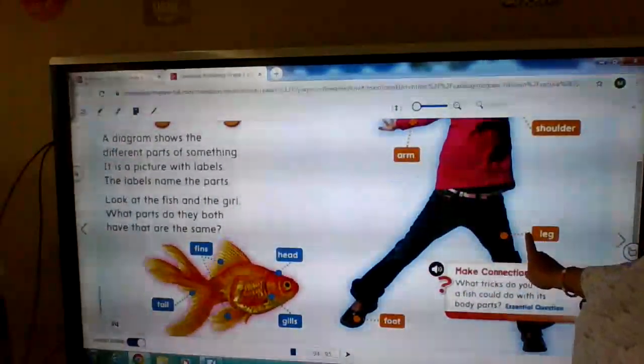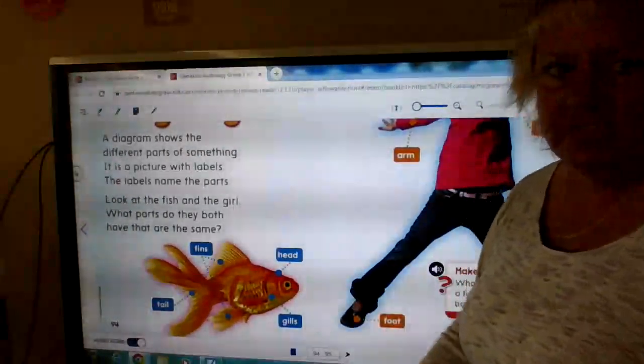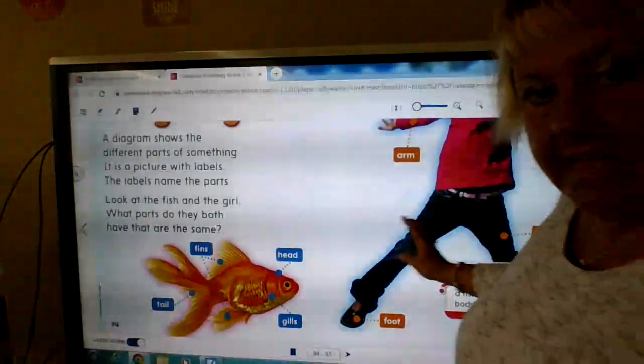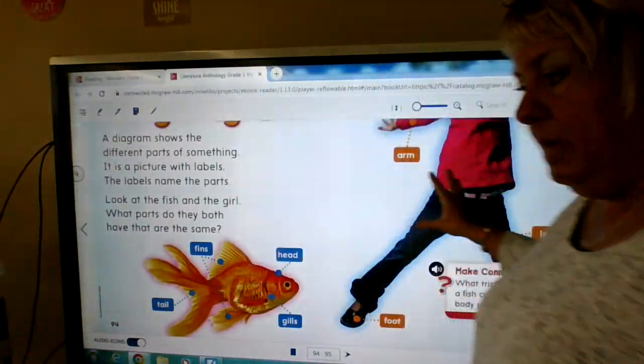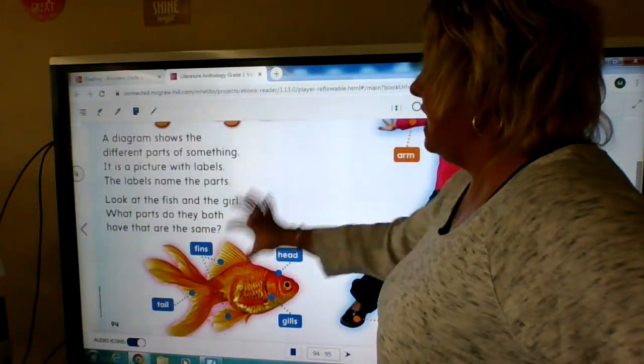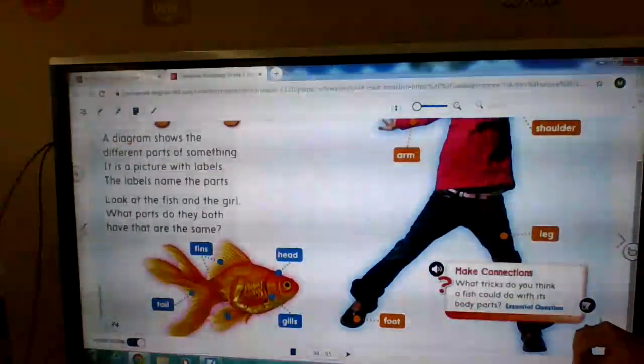This girl has a leg. The fish does not have a leg. And the girl has a foot. And the fish does not have a foot. And the fish has fins, but the girl does not. And a fish has a tail, but the girl does not. So some body parts they have the same, and some body parts are different.